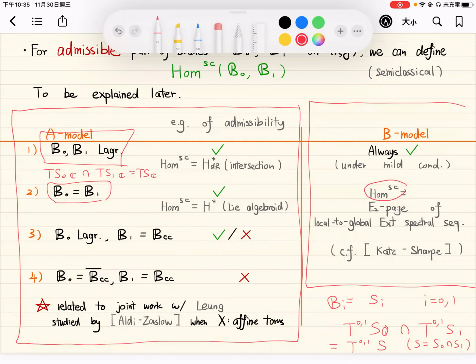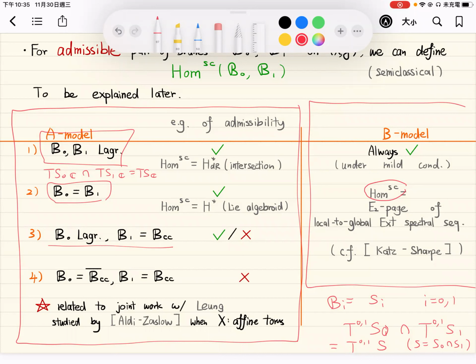So now here comes a subtle case, the third case. For the third case, we choose one brane to be Lagrangian and another brane to be the canonical coisotropic A brane. So now it depends on really how the Lagrangian submanifold aligns as a submanifold in the ambient space. Sometimes this pair is admissible, sometimes not.